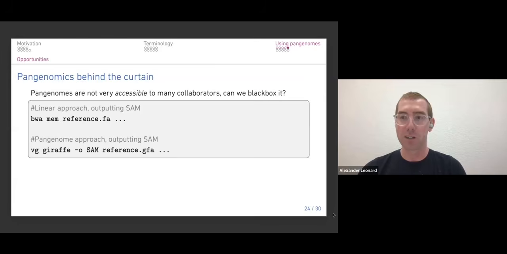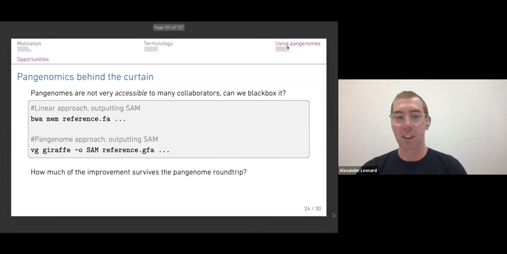And if we can show that there's an improvement in the alignment, I think that's a pretty compelling argument to make to any collaborators. The thing that remains to be fully quantified is if we do this pangenome round trip, where we align to the graph and then convert back to linear reference coordinates, how much of that improvement survives? I think most people agree that it's more than enough to be worth it, but it's definitely not as good as working fully in the pangenome space. But convincing everyone to convert to graphs will take a little while, so this is certainly a good intermediate.